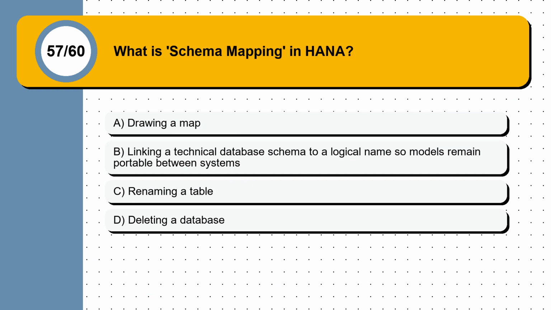Question 57. What is schema mapping in HANA? Option A, drawing a map. Option B, linking a technical database schema to a logical name so models remain portable between systems. Option C, renaming a table. Option D, deleting a database.